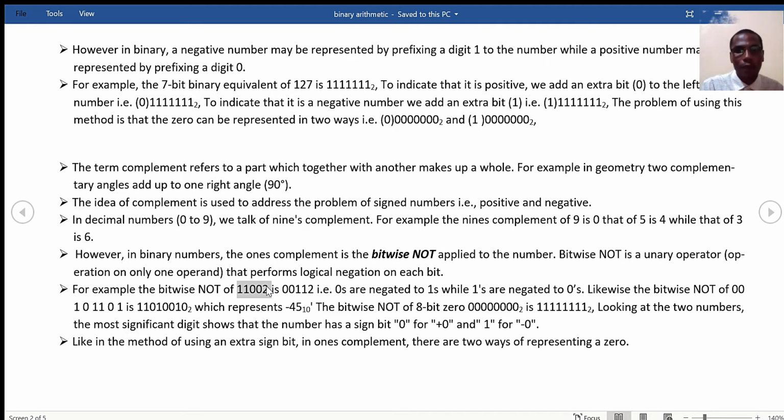You will just negate zeros to ones and ones to zeros. Likewise, the bitwise not of the number 45, the binary representation of number 45, will be this one. What have you noticed? Wherever we had zeros in the positive 45, positive 45 was starting with 2 zeros, and negative 45 is starting with 1.